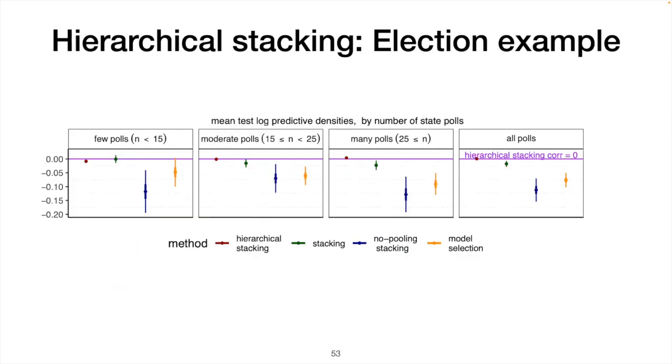We can also look at the performance in different states. If you have very few polls, then hierarchical stacking is as good as stacking, because you have a very small amount of data. So having a more expressive model averaging doesn't really help you. But if you have many observations, then hierarchical stacking would be better than stacking, because you want the model weight to vary in the population.